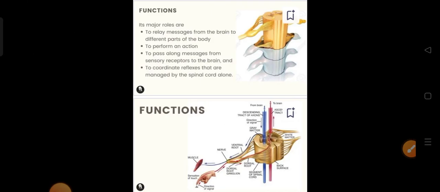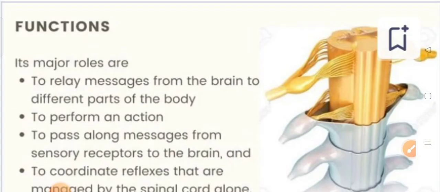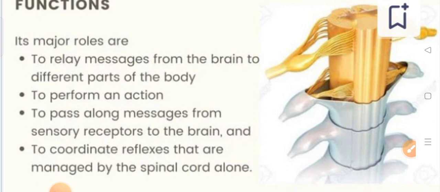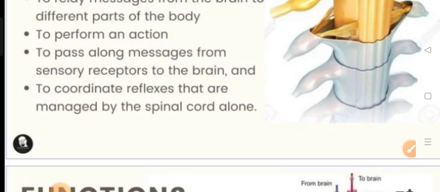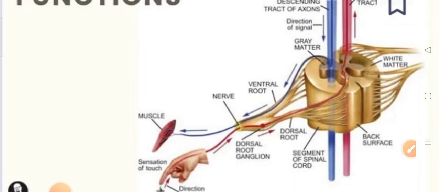Next, coming to the functions, this may be useful even when you're writing physiology. The major roles are to relay messages from the brain to different parts of the body to perform an action, to pass along messages from the sensory receptors to the brain, and to coordinate reflexes that are managed by the spinal cord alone. If you want, you can write this in the physiology content also. So this is the structure of the spinal cord.